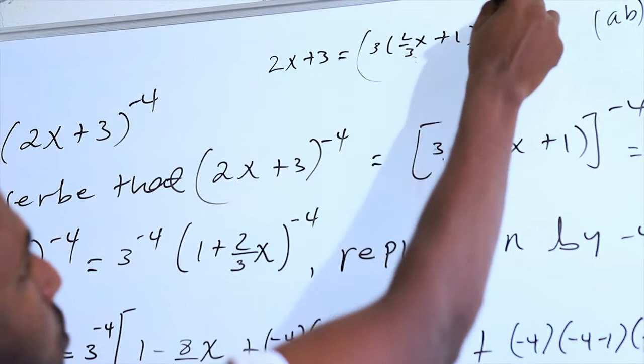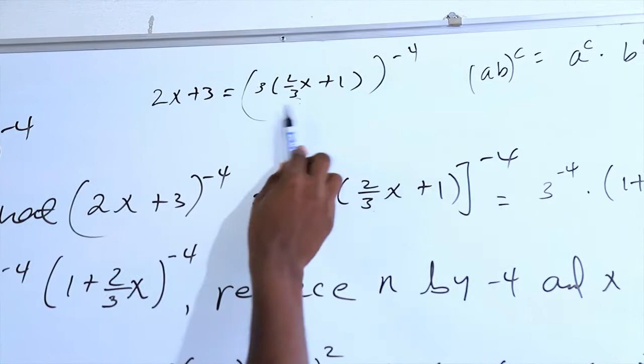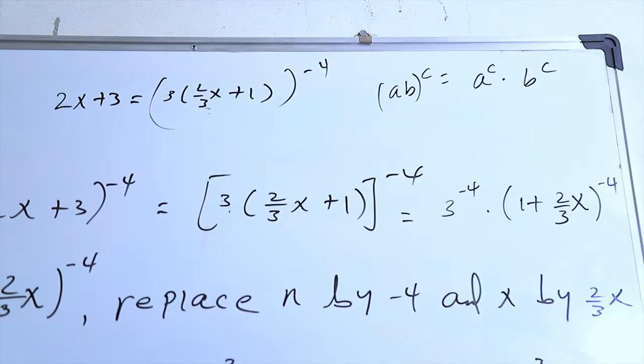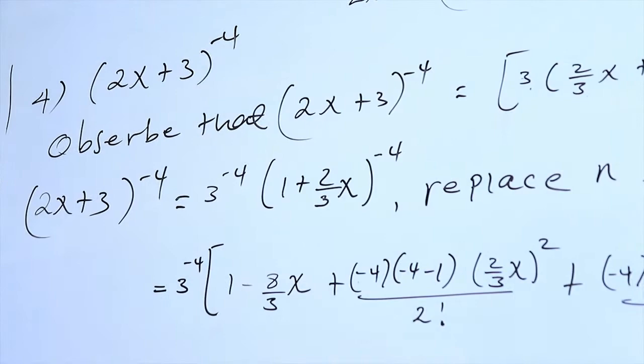So by these principles, we can say this is 3 to the power of minus 4 and this expression to the power of minus 4. Now rearrange it, we have got this. Therefore here 2x plus 3 to the power of minus 4 means 3 to the power of minus 4 into 1 plus 2 over 3x to the power of minus 4.